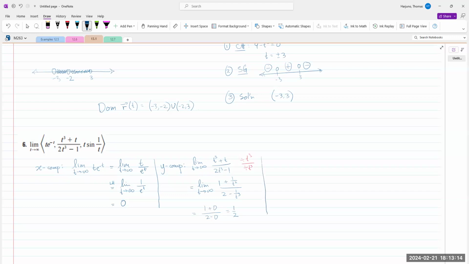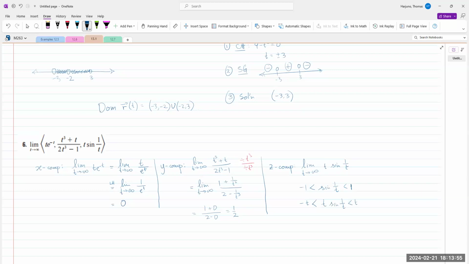As for the z component, limit of t goes to infinity of t sine(1 over t). Now we know that sine(1 over t) must be between -1 and 1, right? So if I multiply by t, this will be between -t and t.